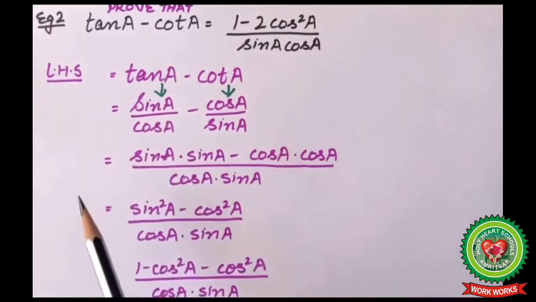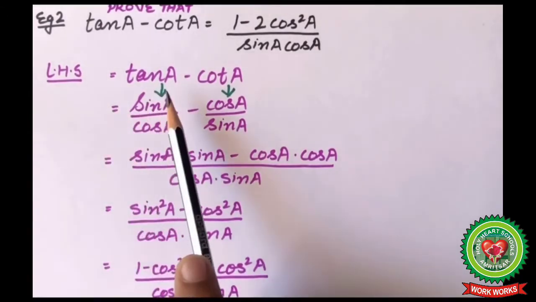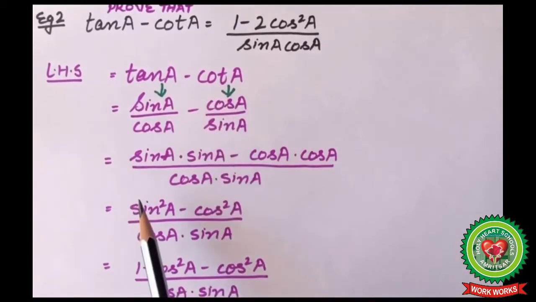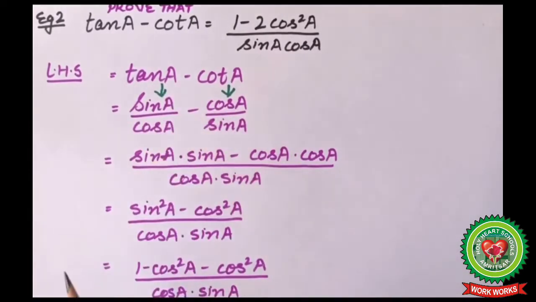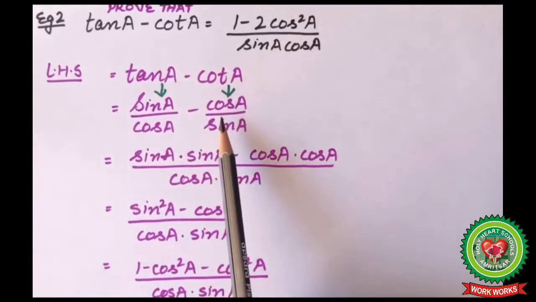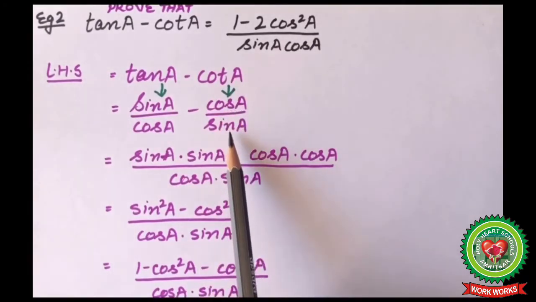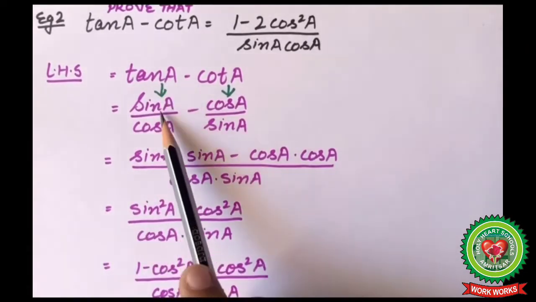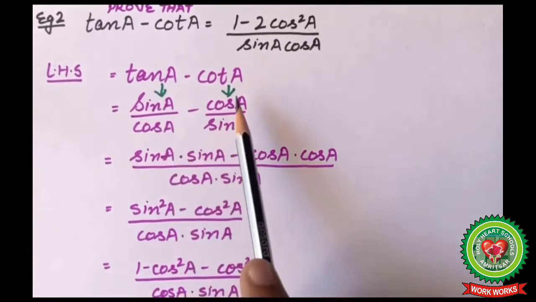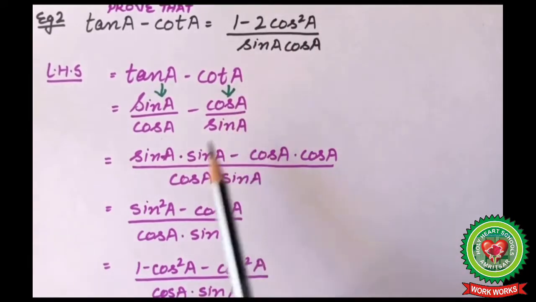So in this example also, we are going to solve the left hand side. So left hand side is equal to tan A minus cot A. Now we know that tan A is equal to sin A upon cos A, and cot A is equal to cos A upon sin A. So instead of tan A, we'll write sin A upon cos A, and instead of cot A, we'll write cos A upon sin A.